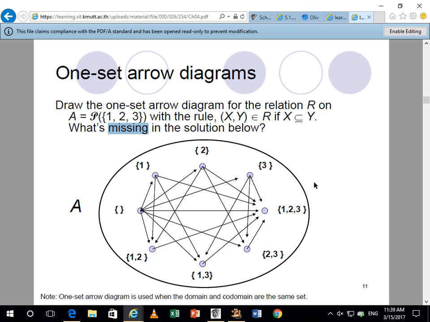So now, again, go back to this. Anything missing in this one set arrow diagram? Have we considered all cases? Okay, there are two answers, yes or no. I want to ask you, anything missing, that means yes or no. Now this is saying what's missing in the solution below. That implies something is missing.